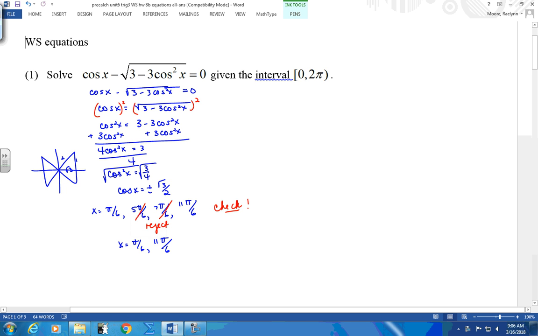Okay, first one, remember to isolate your radical. Now, when you square both sides, you're always going to need to check your solution later because you just forced this to square to a positive. So solve it, bring this down.